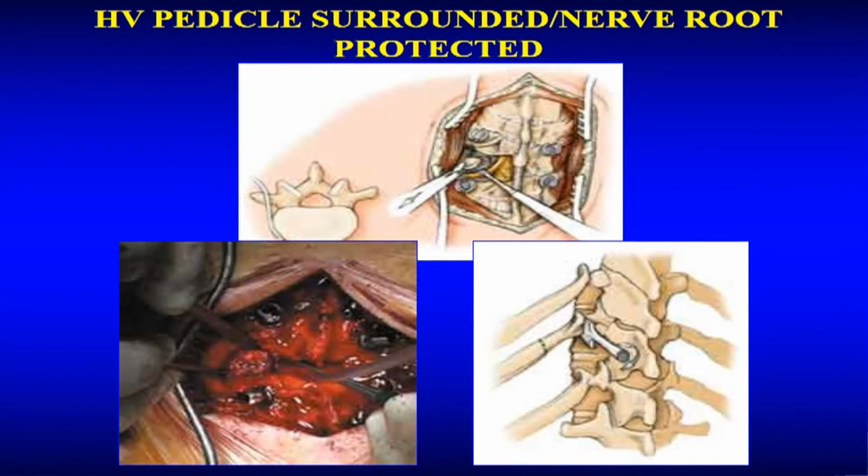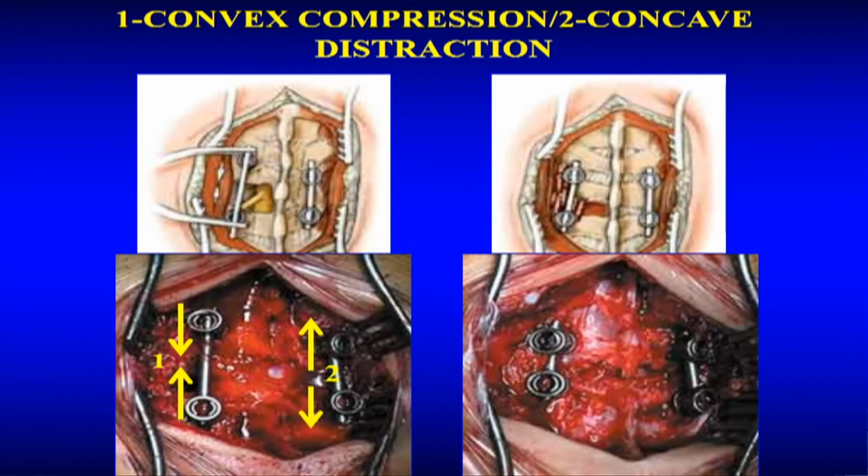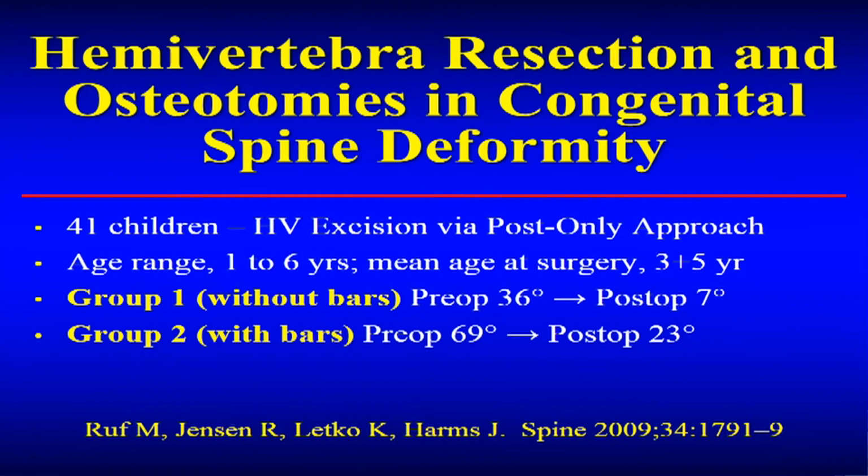both clinically and radiographically. Hemivertebral pedicle is surrounded and the nerve roots protected, while the hemivertebral body and disc is removed down deep to the spine. We correct the deformity by convex compression as the first maneuver on the convexity, and then we distract a bit on the concavity again to create full correction of the deformity over a single segment fusion.